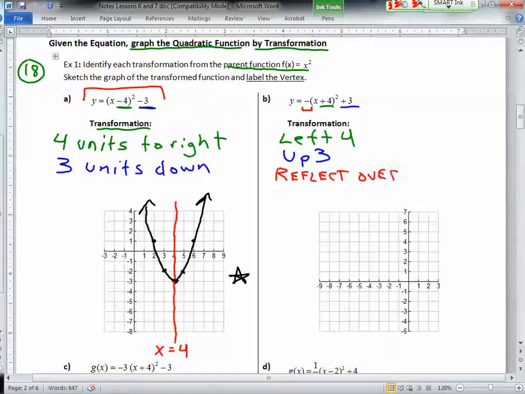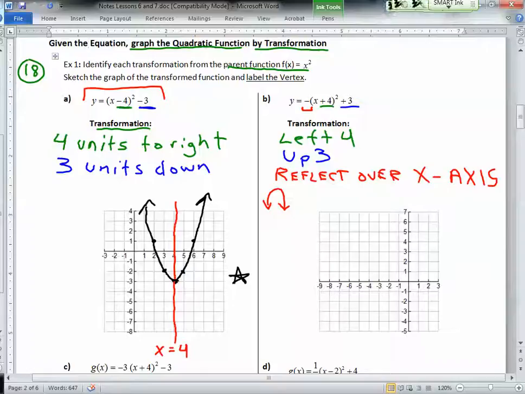Over the x-axis. The inverted parabola. Or to invert it, sure. That's how I write it. That's fine. Okay. It means that it's going to shift and it's going to be upside down.